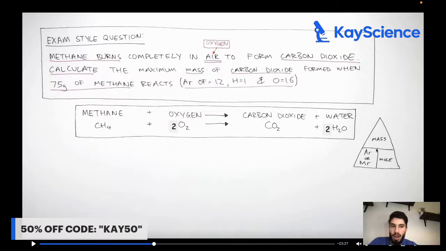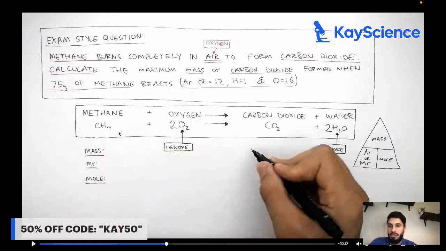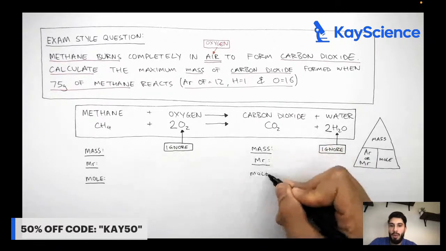And the way to use the formula triangle is that this flat horizontal line represents a dividing sign, so you divide, and this vertical line represents a multiplication sign. Now, in this question, we're going to ignore oxygen and we're going to ignore water because the question is focusing on methane and carbon dioxide. And what we do, we write mass, MR, and mole underneath what the question is talking about. Mass, MR, and mole.